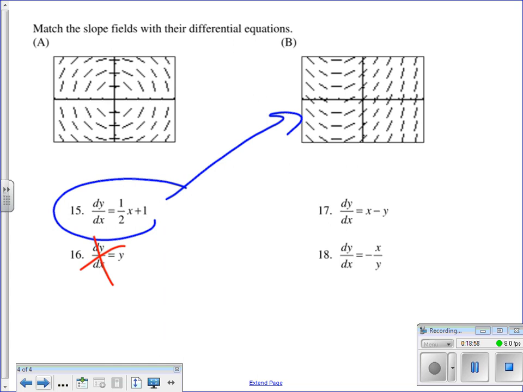Plug in a few points and see what you get. If I put in the coordinate 1, 1. 1 minus 1 is 0. So at the coordinate 1, 1, do I have a 0 slope? And if I have 1, 1 here, what do I get? -1, right? That's what matches. Process of elimination.